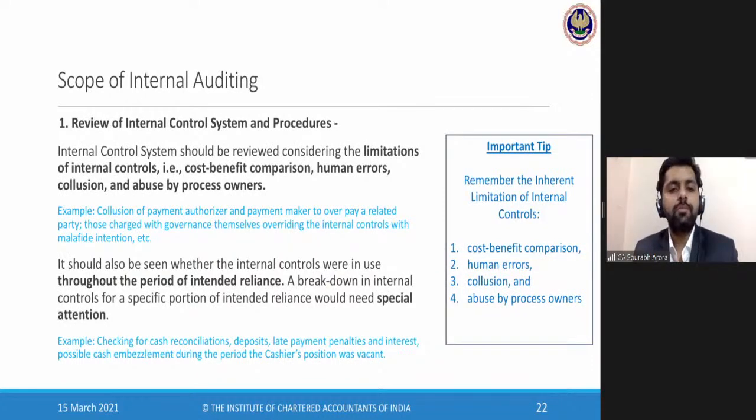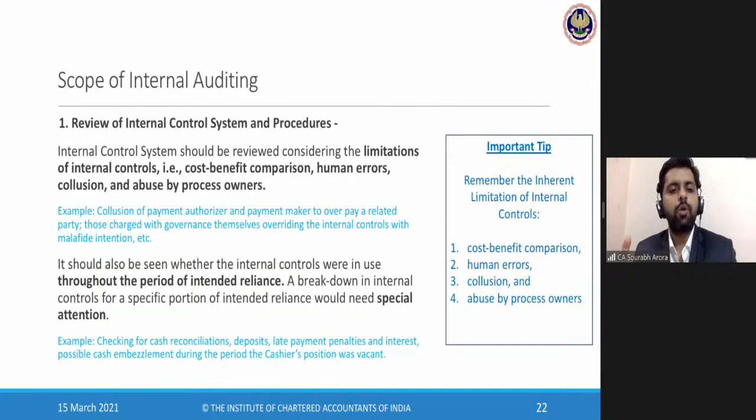Then review of internal control system and procedure, the same. Internal control system should be reviewed considering the limitations of internal control. Remember this as well, that cost benefit comparison, human errors, collusion, and abuse by process owners are the inherent limitations of internal control, and this should be considered while reviewing the internal control system.